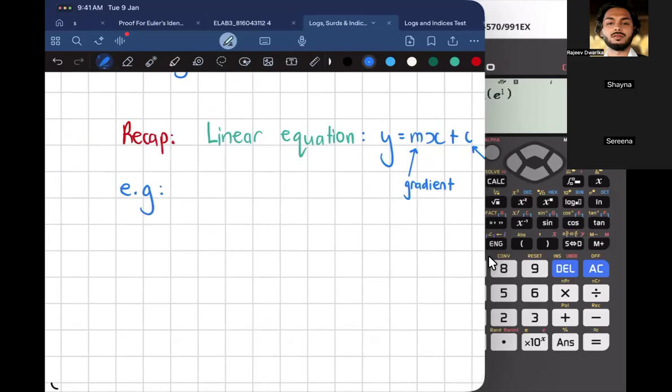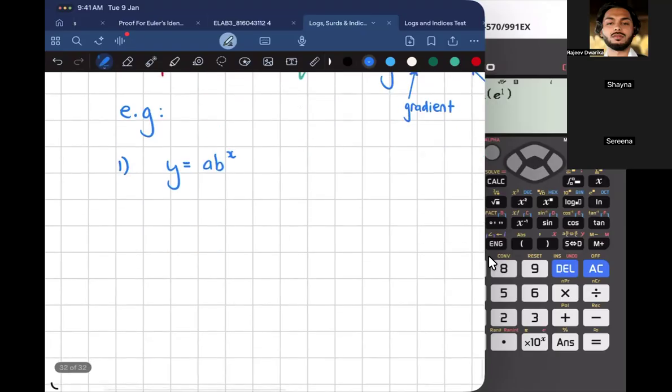So let's look at an example. What if I said convert y is equal to ab to the power x into linear form? Let's see how that would go. So y is equal to ab to the power x. So, Shayna, what's the big problem over here? See if you can figure that out. What's the biggest problem there?